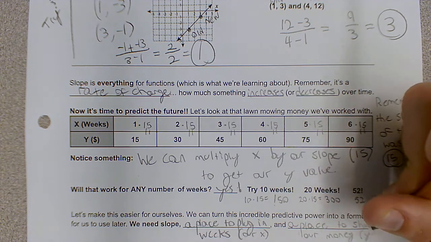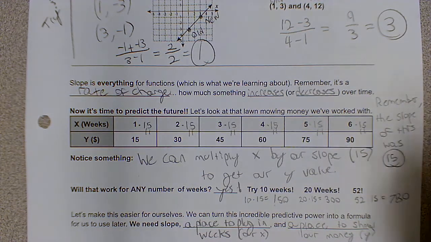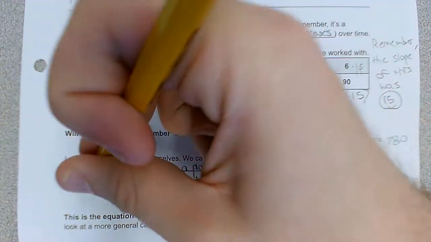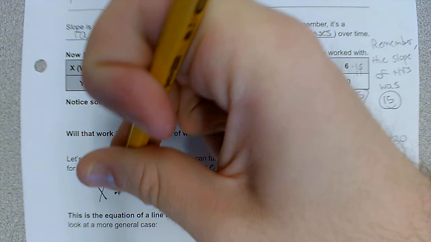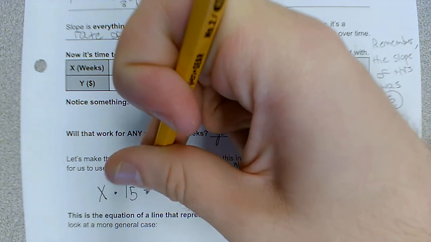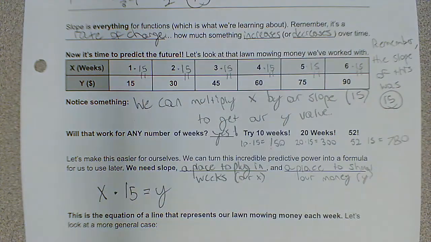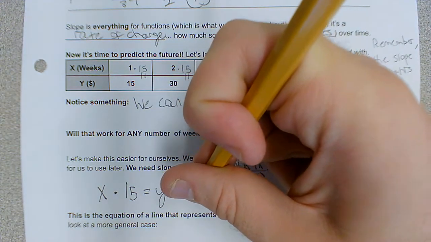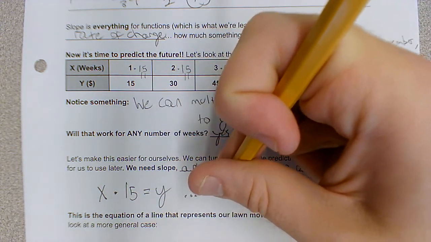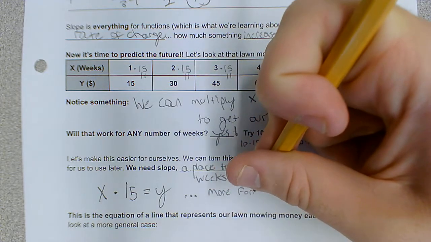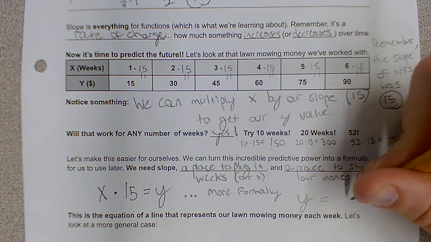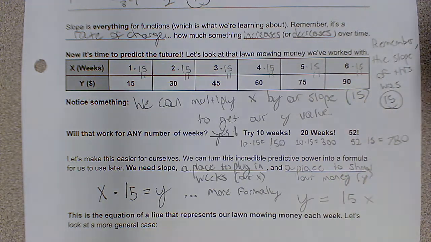Which is y. And what are we actually doing? Well, we're taking our x, we're multiplying it by 15, and taking out a y. In math, we can write this more formally as y equals 15x. And remember, there's a little multiplication going on between these.